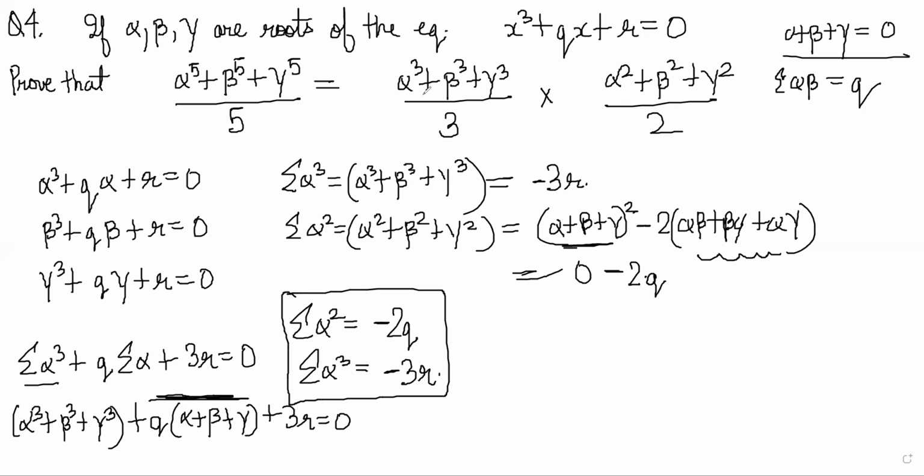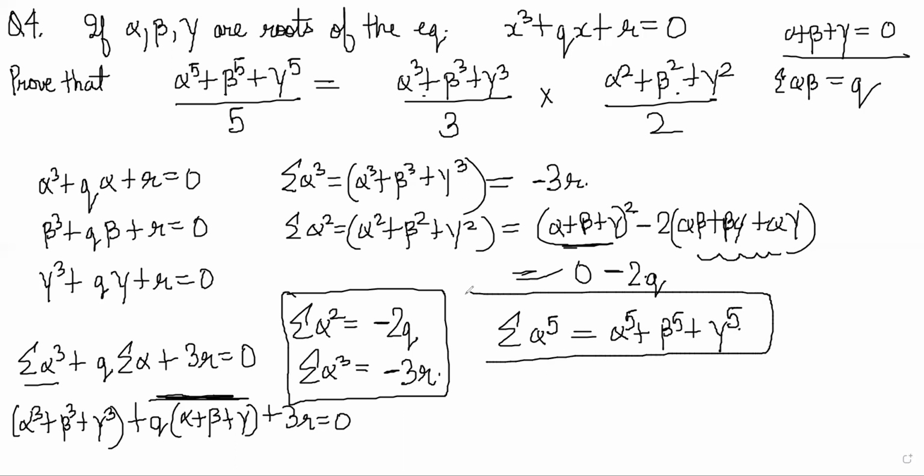So basically we know everything here, right? The only thing that we are left to find out is summation of alpha power 5, which is basically alpha power 5 plus beta power 5 plus gamma power 5. So how do we do that? Again, we'll use the equation that we have, okay? So I'll do that on the next page.